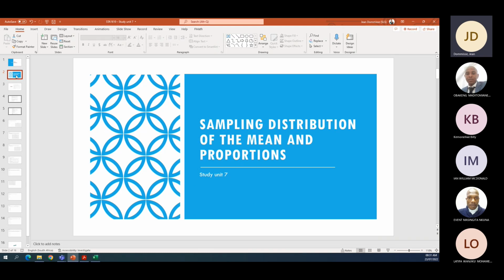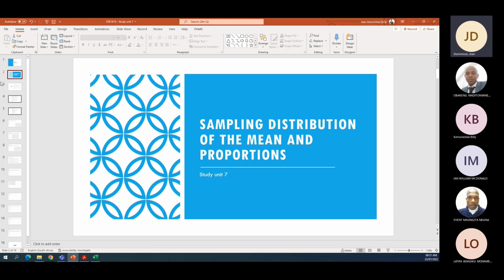So in study unit 7, we will start looking at different sampling techniques, and specifically at the mean and proportions. In the next few slides, there are again some definitions on these two, but also when we get to the examples, I'll definitely show you what to look out for in the different questions, how you need to look at that.